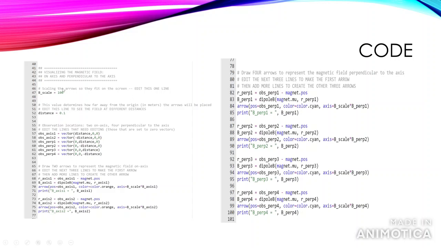And then here you can see I'm defining a few variables. I'm defining the distance, which is the distance from the magnet on the axis to the magnetometer chip, and I have six different observation points here, two of them on axis, four of them off axis. On lines 68 through 76 and lines 82 through 100, I'm making arrows that represent the magnetic field at the data points.